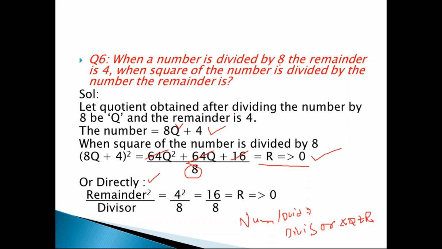Or you can find the answer directly: remainder square by divisor. Here the divisor is 8. So 4 square, what is 4 square? 4 square is 16. 16 divided by 8 gives you no remainder.